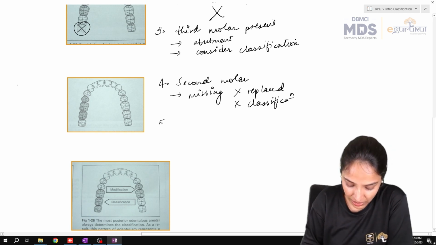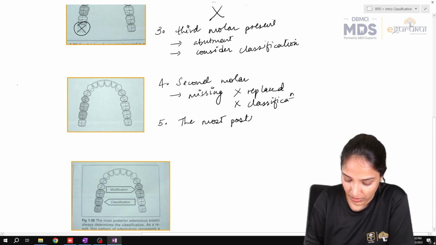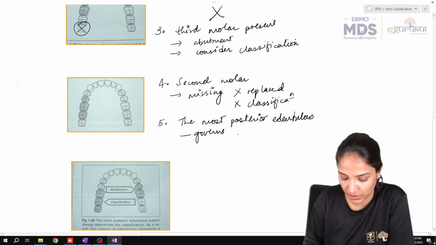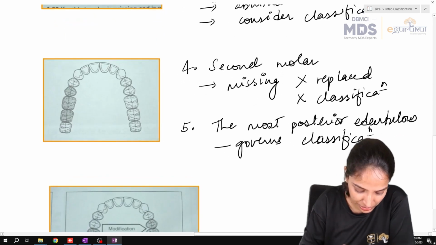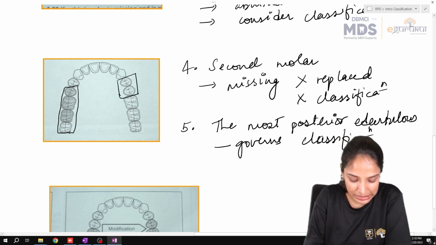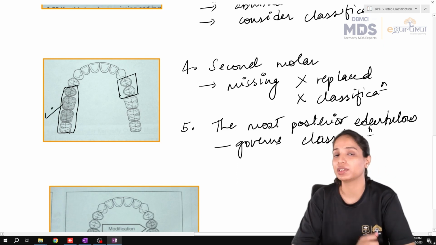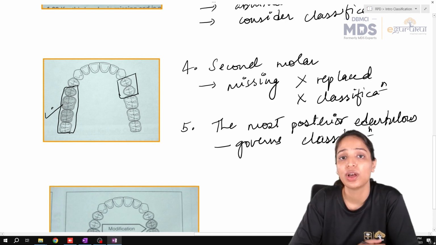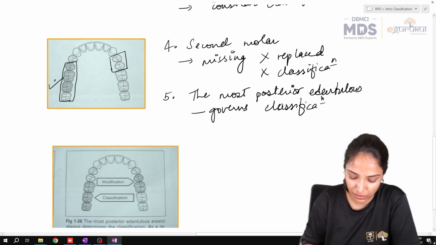Rule number 5 says that the most posterior edentulous space will govern the classification. So whichever set of missing teeth is located more posteriorly governs the classification. You can see over here in this scenario, these teeth are missing in the patient's mouth and these teeth are also missing. Then this particular span of missing teeth will govern the classification, or will decide the primary classification under the Kennedy system, right? So that is rule number 5.